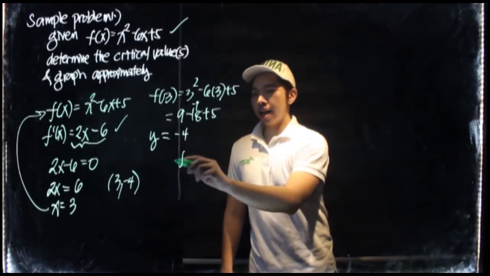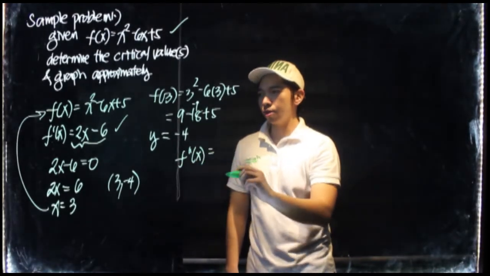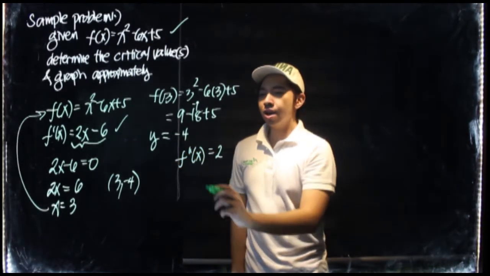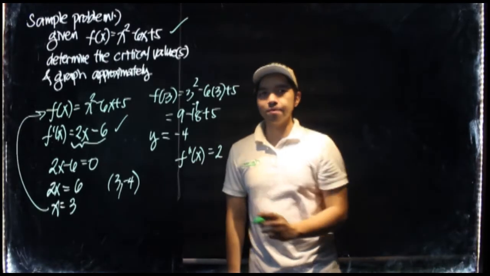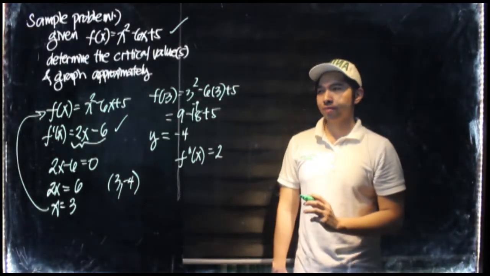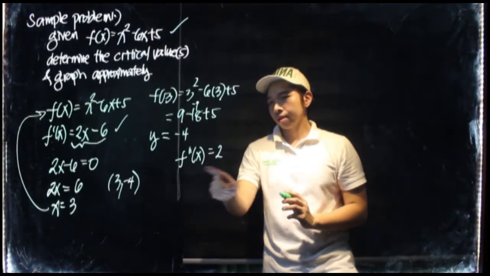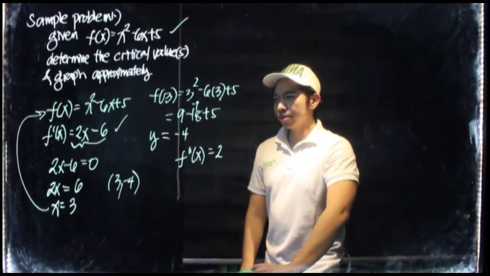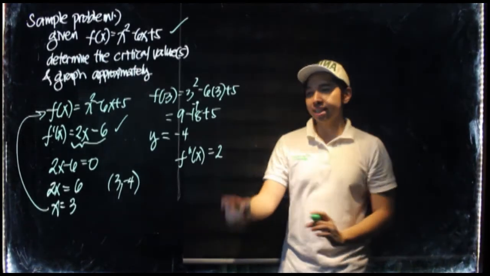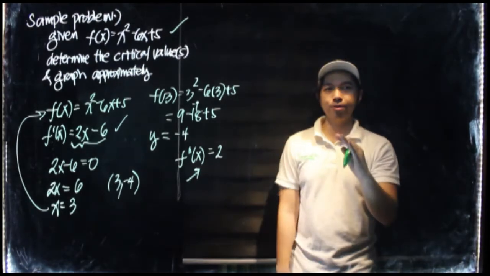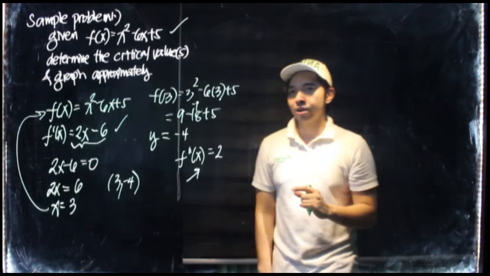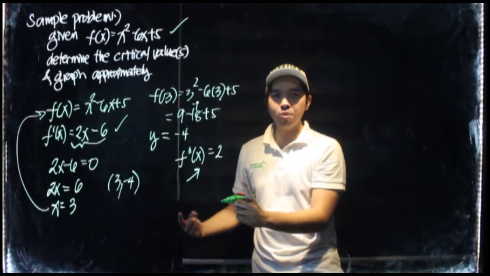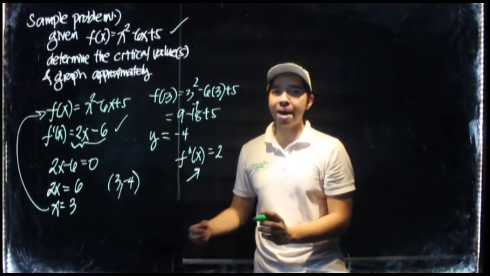So f double prime of x is equal to, what's the derivative of 2x? That's simply 2, and the derivative of the constant 6 is equal to 0. So f double prime of x is equal to 2. What are our conditions? If the value is 2, that gives us a minimum since this is positive. Recalling what I said a while ago, if f double prime is positive, that would be a minimum, and if f double prime is negative, then that would be a maximum value.